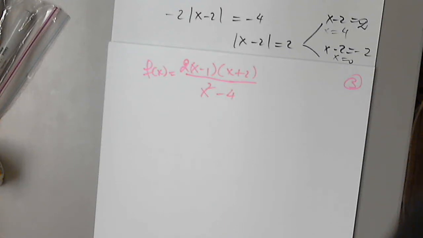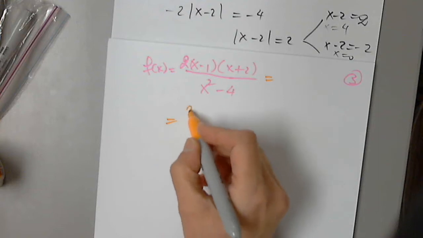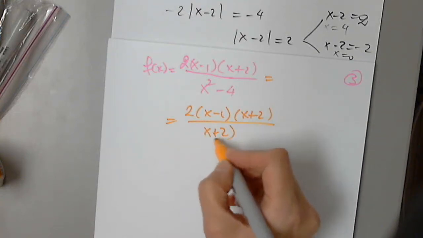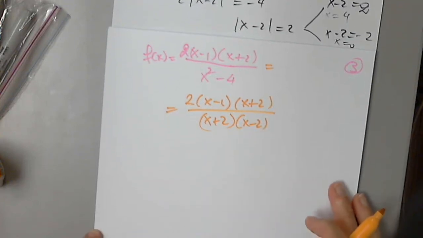So what is the degree at the top? 2. Excellent. What is the degree of the denominator? 2. Excellent. Is it type 1? Yes, it's type 1. Very good. Awesome. We continue by simplifying it: 2 times x minus 1, x plus 2, over x plus 2 and x minus 2.